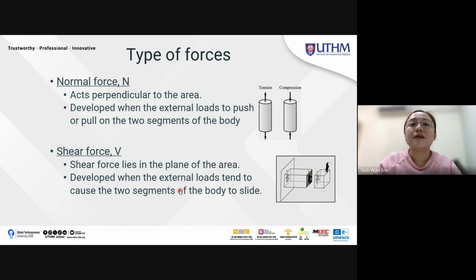It is developed when the external load tends to cause the two segments of the body to slide. You have the slide when you apply force. Imagine you have a force here. This is a cantilever beam. You have the force pressure here, so it will cause the body to slide, right? You might have it slide down. And then the force here will have an internal force going upward to support it.